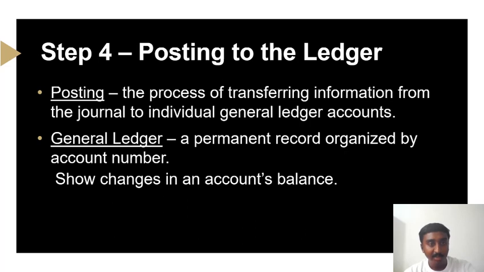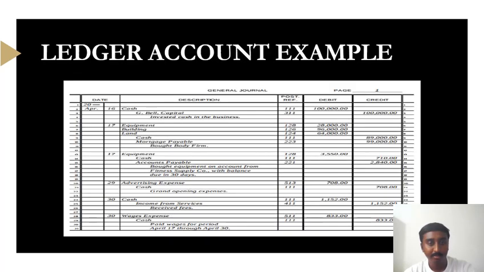The next step is posting to the ledger. Posting is the process of transferring information from the journal to individual ledger accounts. General ledger accounts are a permanent record organized by account number, showing changes in an account's balance. So this is an example of a ledger account, which consists of serial number, date, description, post reference, debit and credit.